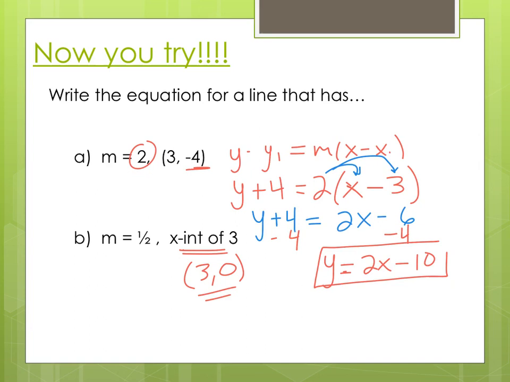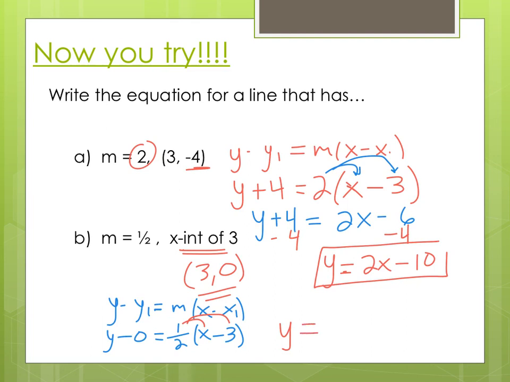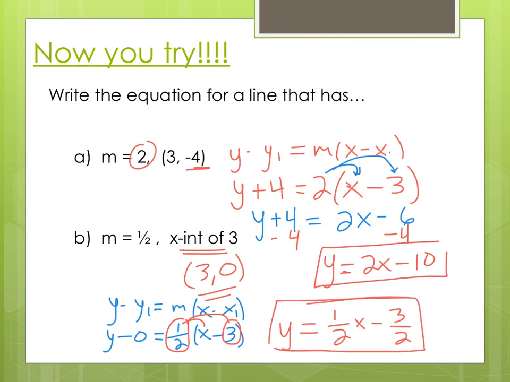If you tried the second one here, point slope form, let's write that out first. My y coordinate is 0, so I'm going to put y minus 0 equals, my slope is 1/2, and then it's x minus 3. And so the only thing we need to do here is really distribute that 1/2 through. And so I get y minus 0 is just y. On the right side, I'm left with 1/2 x minus, if I take 1/2 times 3, that's 3/2. And I can just leave it just like that. And that would be my equation.